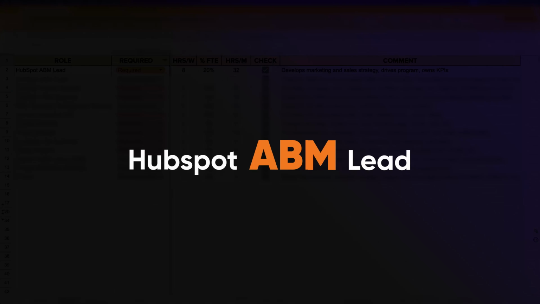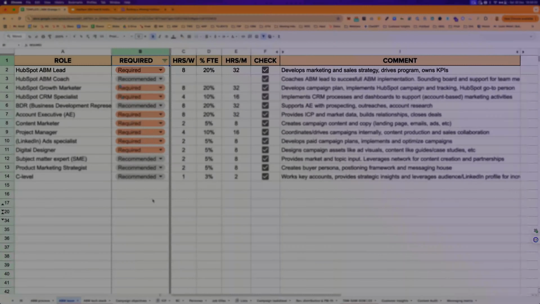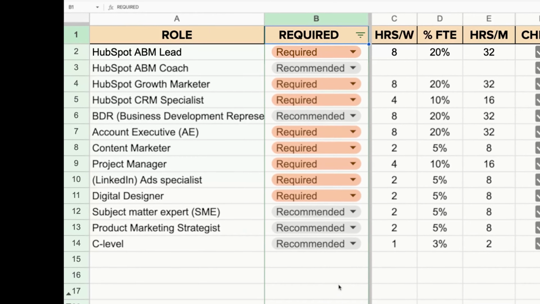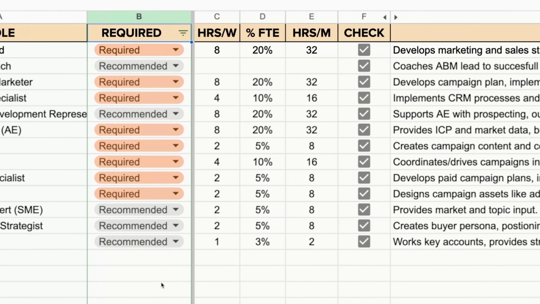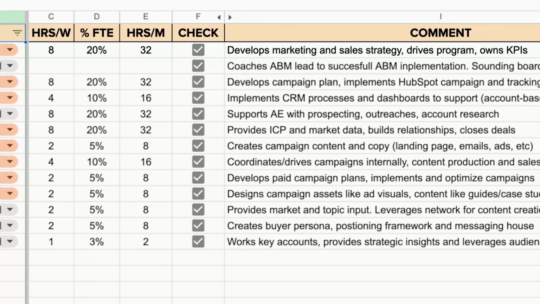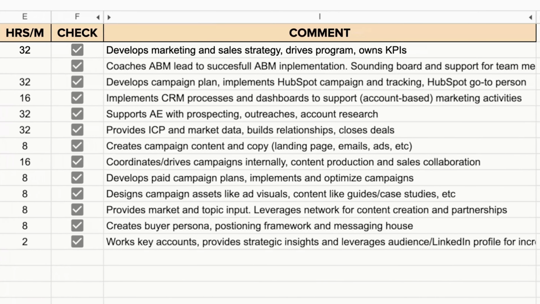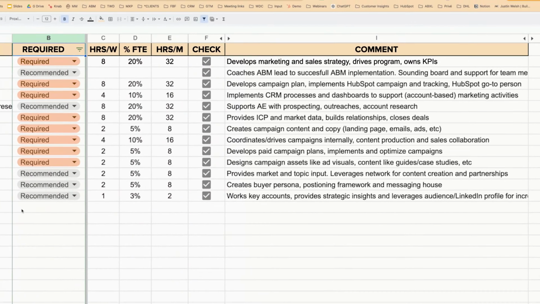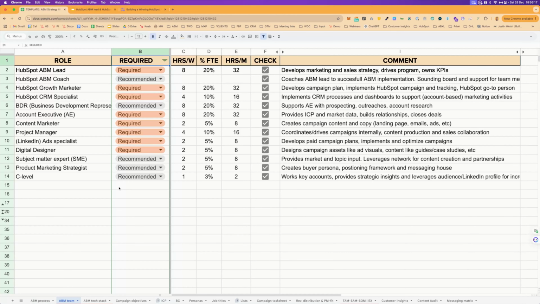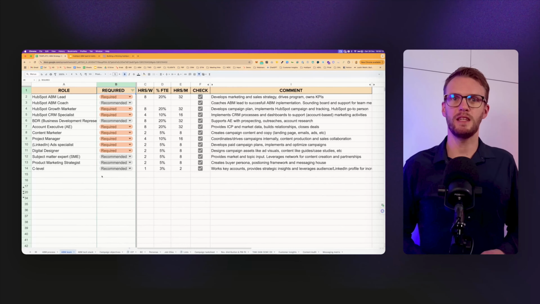We'll start with the most important one, the HubSpot ABM lead. The ABM lead acts as the project owner and is responsible for tracking milestones and progress. They also develop and refine the full ABM strategy. Additionally, they own KPIs and reporting, ensuring key stakeholders are updated on results and obtaining continuous buy-in. The HubSpot ABM lead is a critical role in your ABM team.